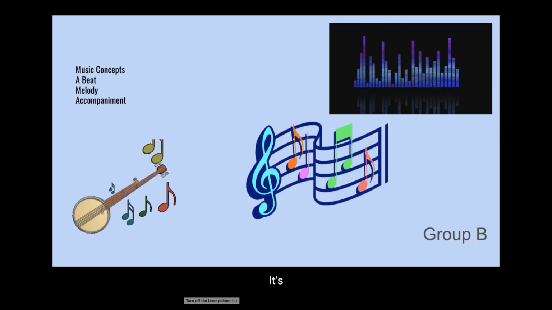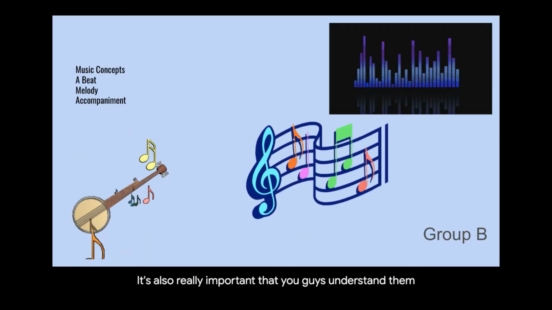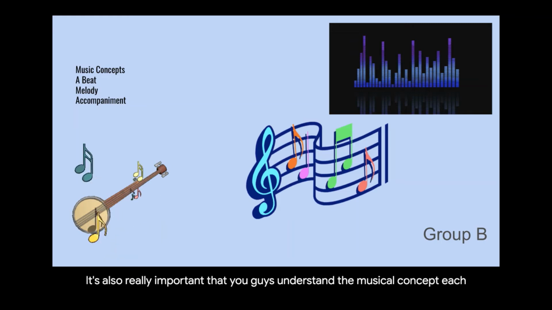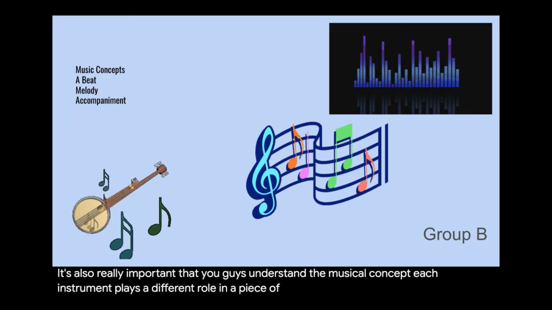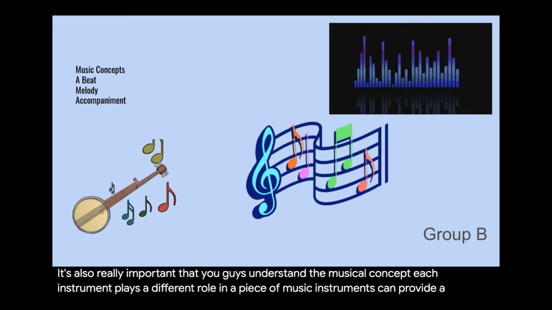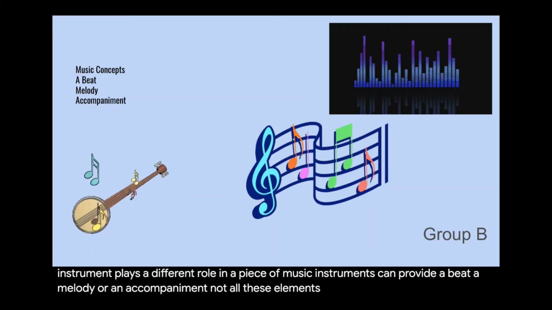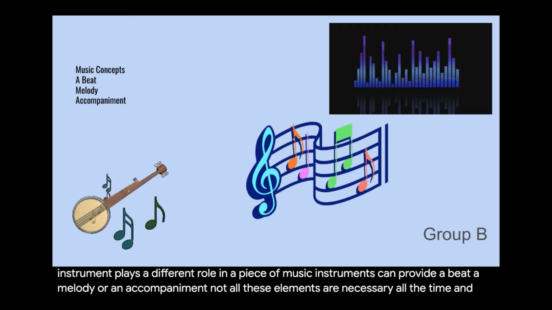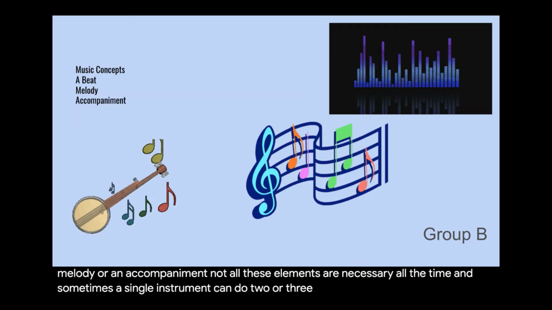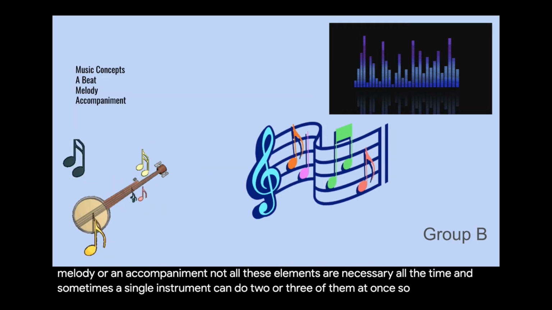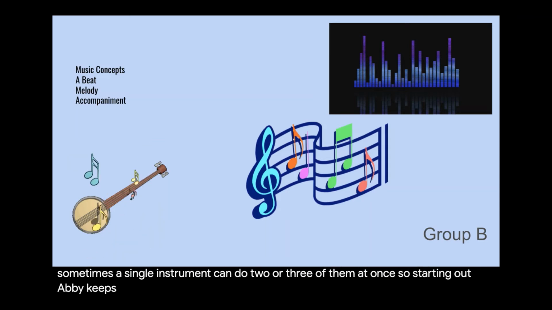Also really important that you guys understand the musical concepts. Each instrument plays a different role in a piece of music. Instruments can provide a beat, a melody, or an accompaniment. Not all of these elements are necessary all the time, and sometimes a single instrument can do 2 or 3 of them at once. So, starting out, a beat keeps the time in a piece of music.